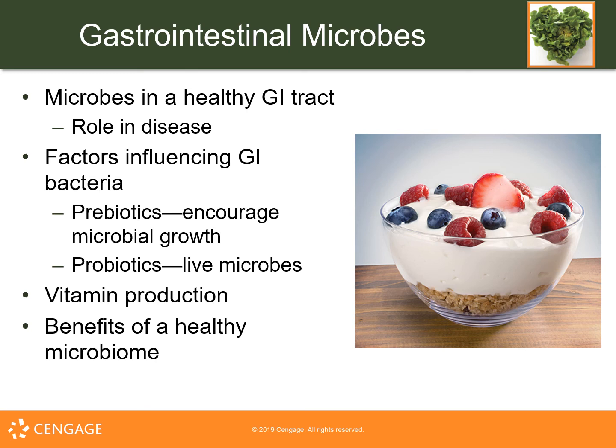Factors influencing GI bacteria: you have prebiotics, which encourage microbial growth, and you have probiotics, which are live microbes. Diet heavily influences the microbiome. Prebiotics you can think of as the food for our GI bacteria, usually associated with fibers or food we cannot break down. Probiotics, again, are live microbes. Some potential sources include yogurt, kimchi, sauerkraut, and dark chocolate.